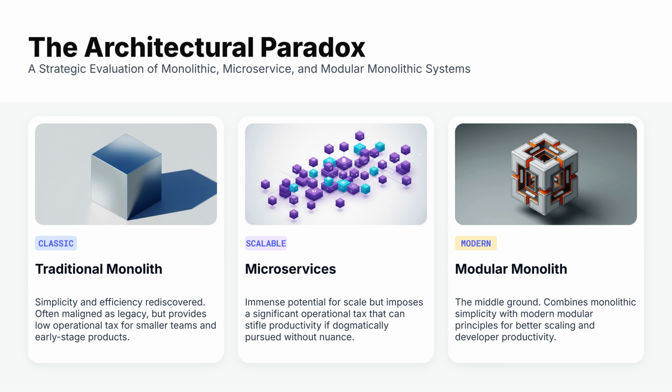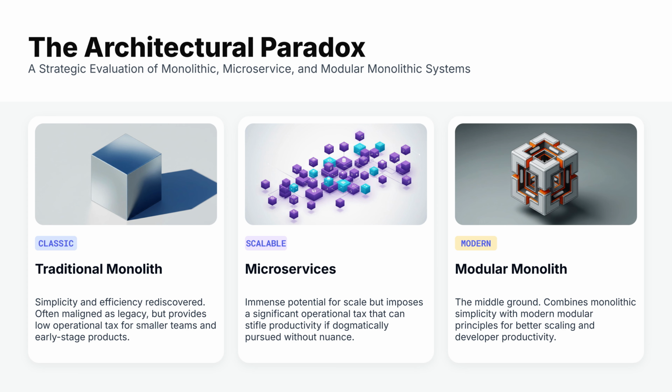The selection of a software architecture is no longer a purely technical decision relegated to the initial stages of a project's lifecycle. It has evolved into a fundamental business strategy that dictates an organization's ability to scale, its operational expenditure, and its overall developer productivity.